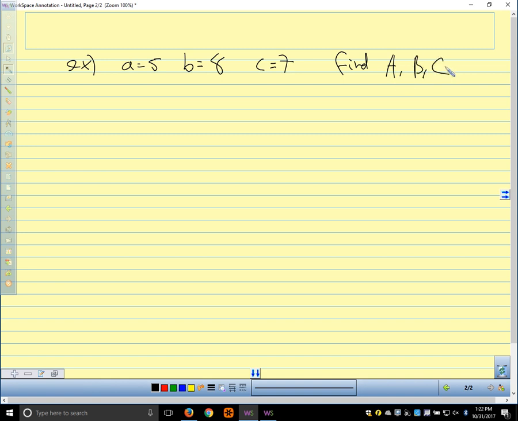So we want to find the angles in this triangle. So I'm going to draw a picture first, just like always. And I'm going to say that's 5, that's 8, and that's 7. So this is going to be A, B, and C. We have a side side side triangle. That tells us law of cosines.